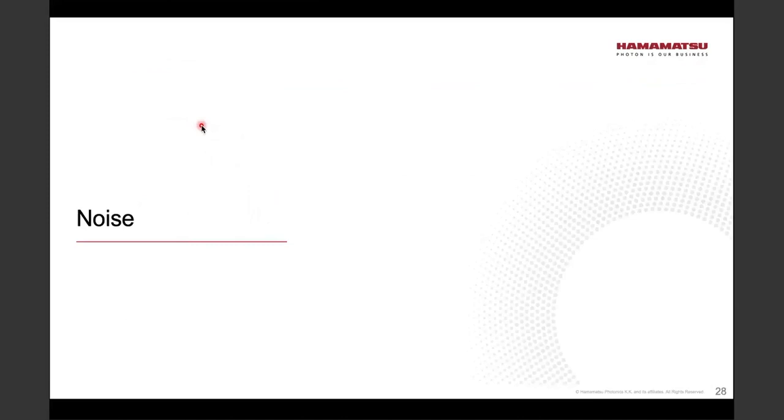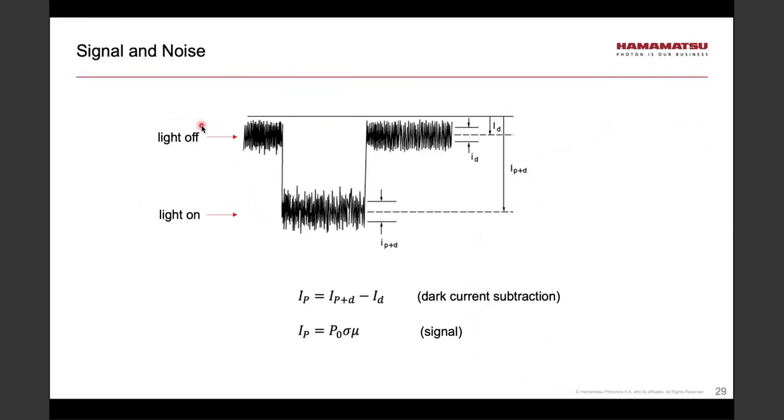Let us now spend some time discussing noise, the various sources of noise. But first, let's start with the question, what is noise? What is signal actually? What you see here is a hypothetical output from a PMT showing two portions of the output when light is off and when light is on. When light is off, we certainly see that there is some net current flowing, dark current, and there is this fuzziness around the dark current. That fuzziness represents the noise associated with the dark current.